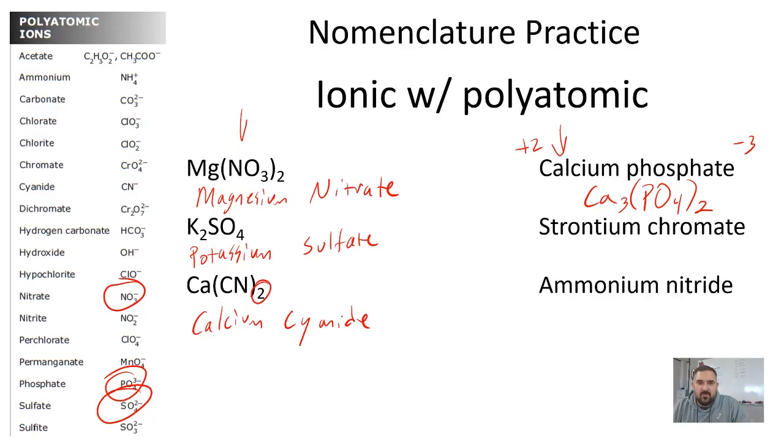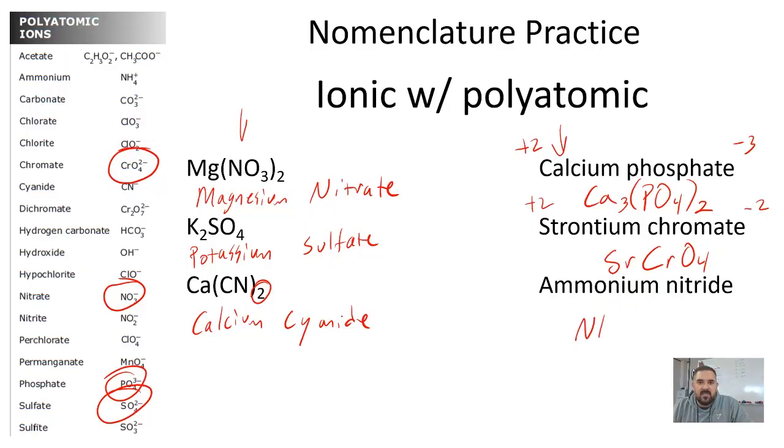Next one is strontium chromate. That's going to be Sr, and then chromate is going to be CrO4. And then chromate has a charge of -2. And strontium has a charge of +2, so this is just a 1 and 1. So I'm just bringing these closer together. So SrCrO4.